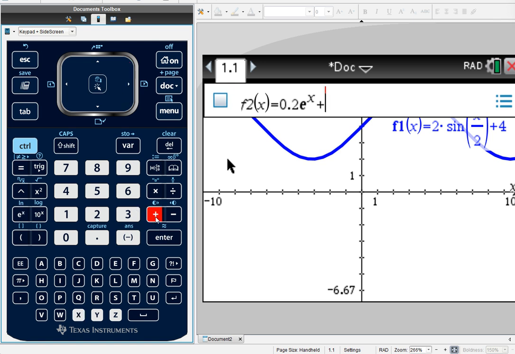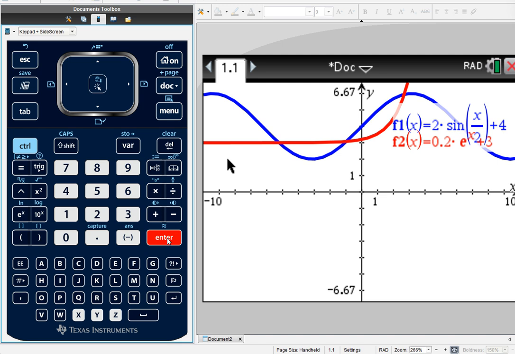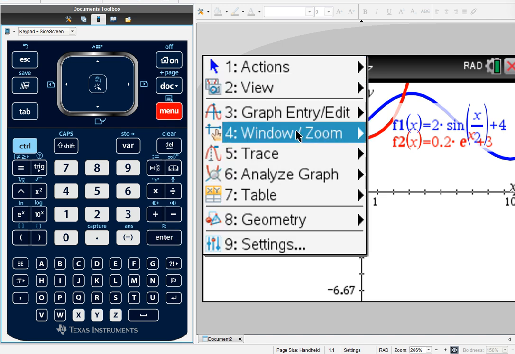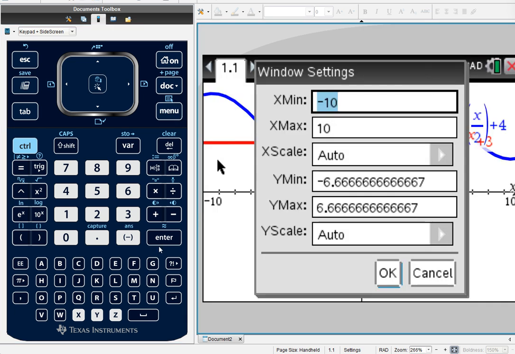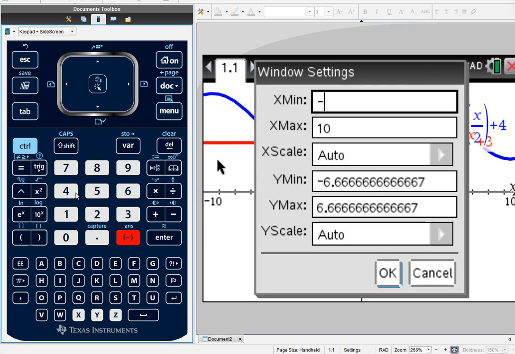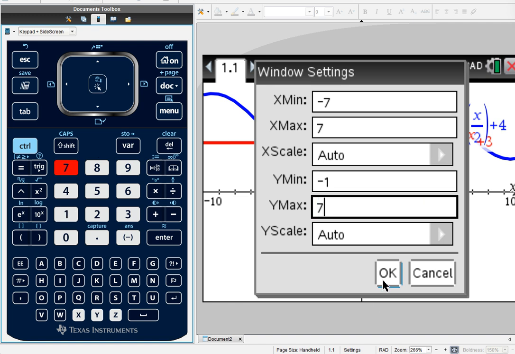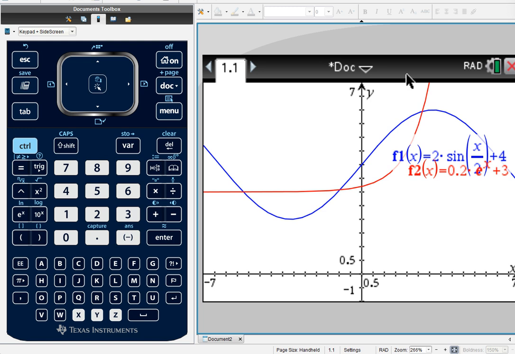You can see it here, but let's change our window size the same as the TI-84. So menu, window zoom, window settings. Again, let's go -7 to 7 for x-min and x-max, and -1 to 7 for the y-min and y-max, just so we can zoom in out a little more. There we go.